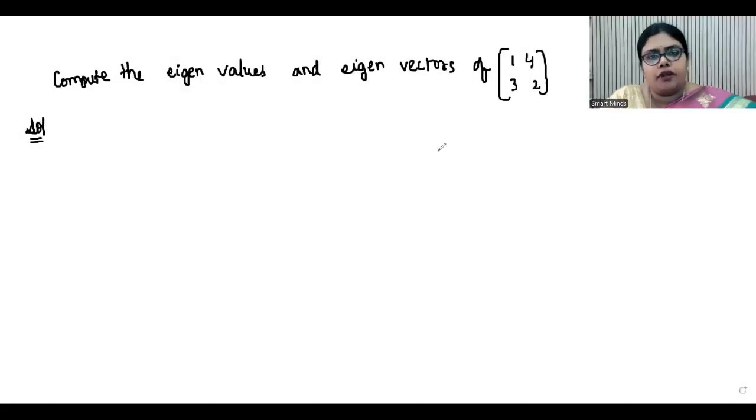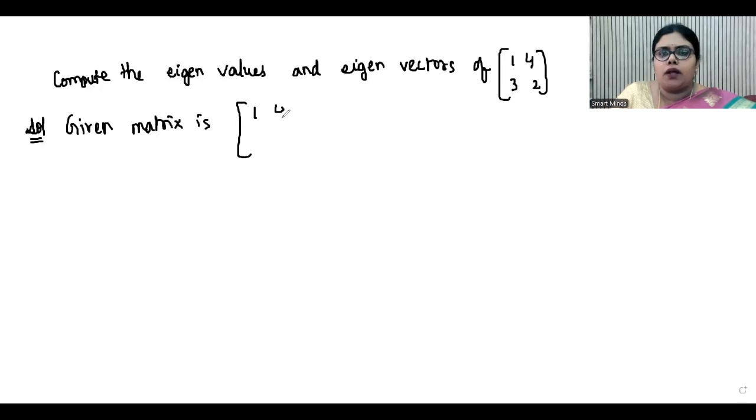Let us see how to find out eigenvalues and eigenvectors of a given matrix. So here, what is the given matrix? Given matrix is a 2 by 2 matrix, 1, 4, 3, 2. Let's say A is equal to [1, 4; 3, 2].